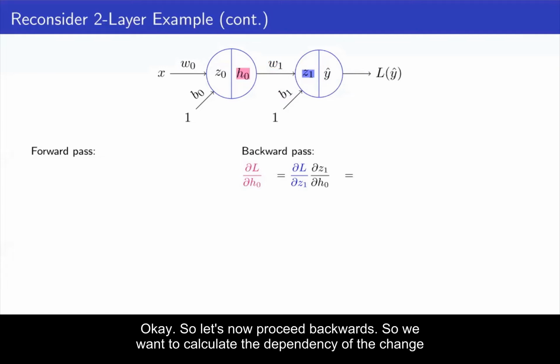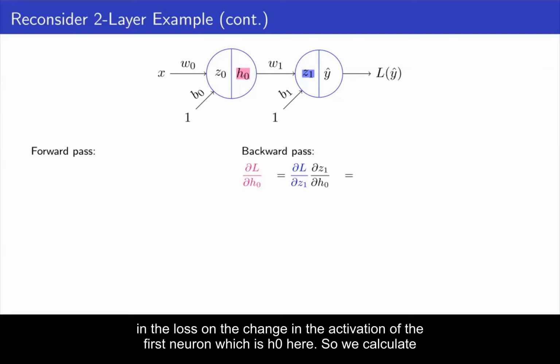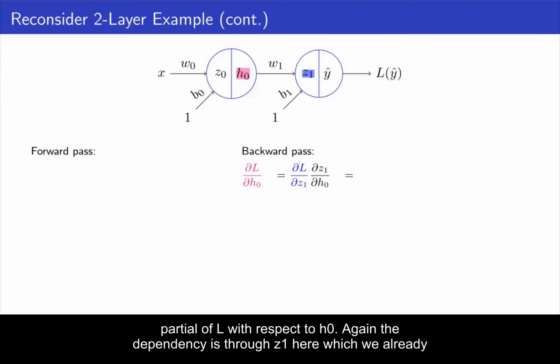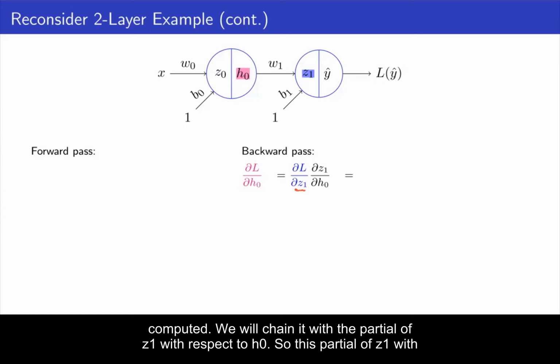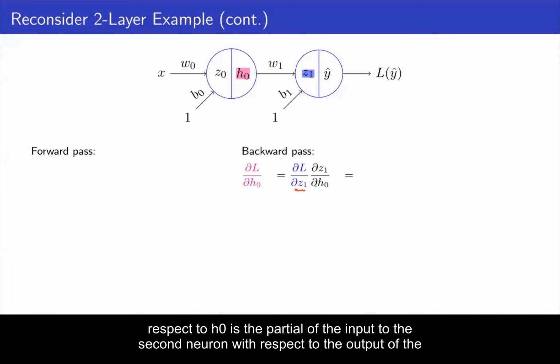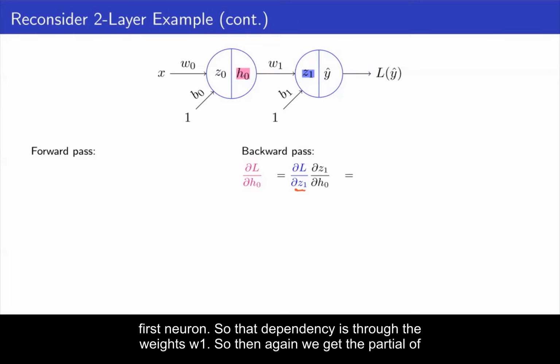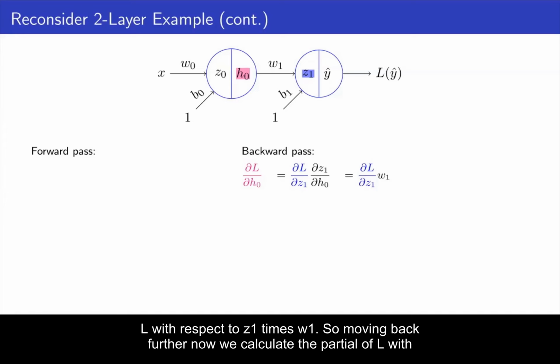Okay, so let's now proceed backwards. We want to calculate the dependency of the change in the loss on the change in the activation of the first neuron, which is h0. So we calculate the partial of L with respect to h0. Again, the dependency is through z1, which we already computed, so we chain it with the partial of z1 with respect to h0. This is the partial of the input to the second neuron with respect to the output of the first neuron, and that dependency is through the weights W1. So we get the partial of L with respect to z1 times W1.